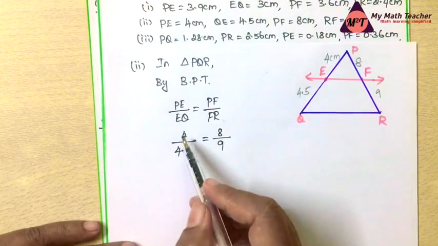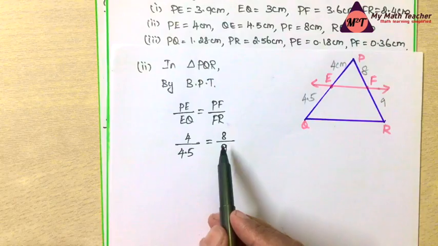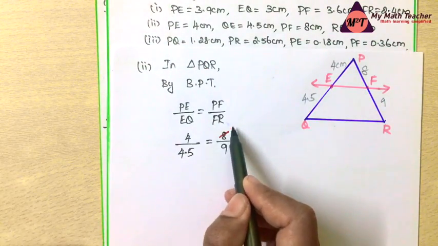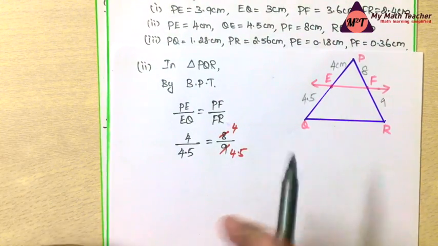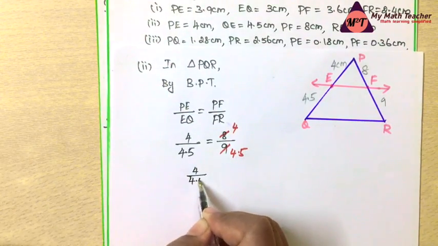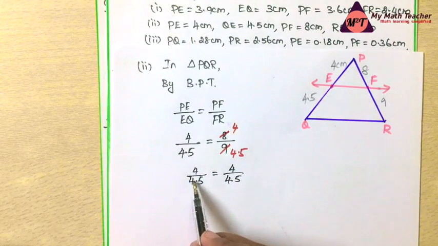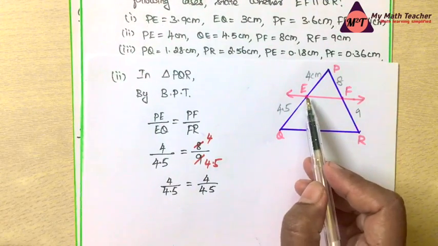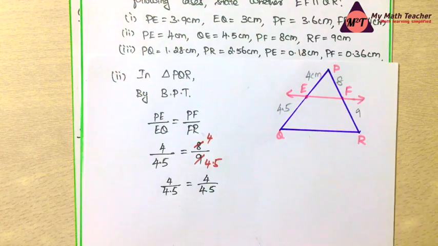Now the left hand side we have got 4 by 4.5, whereas on the right side we can simplify this. 8 by 9, we can divide by 2, it will be 4 on top, and when you divide 9 by 2, it will be 4.5. Now it's very clear, 4 by 4.5 is equal to 4 by 4.5. So LHS is equal to RHS. So from this we can come to the conclusion that EF is parallel to QR. This is by converse of basic proportionality theorem.